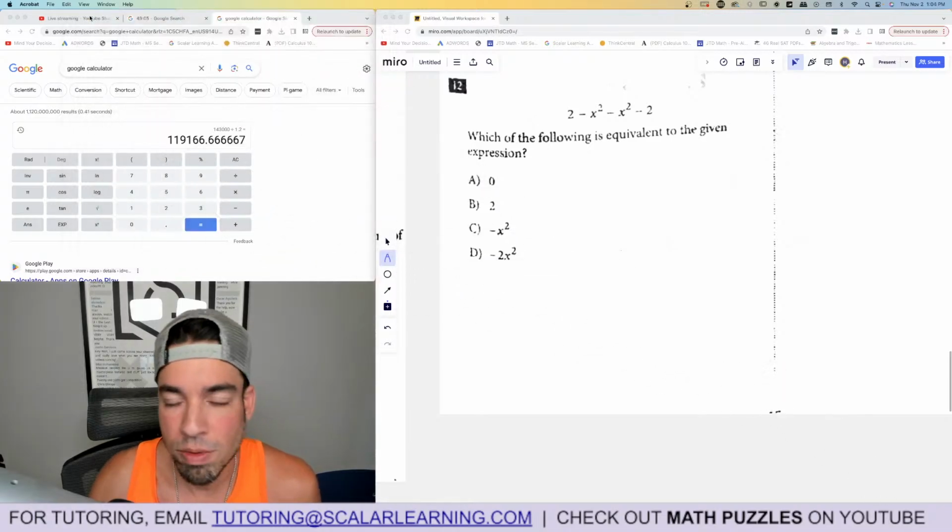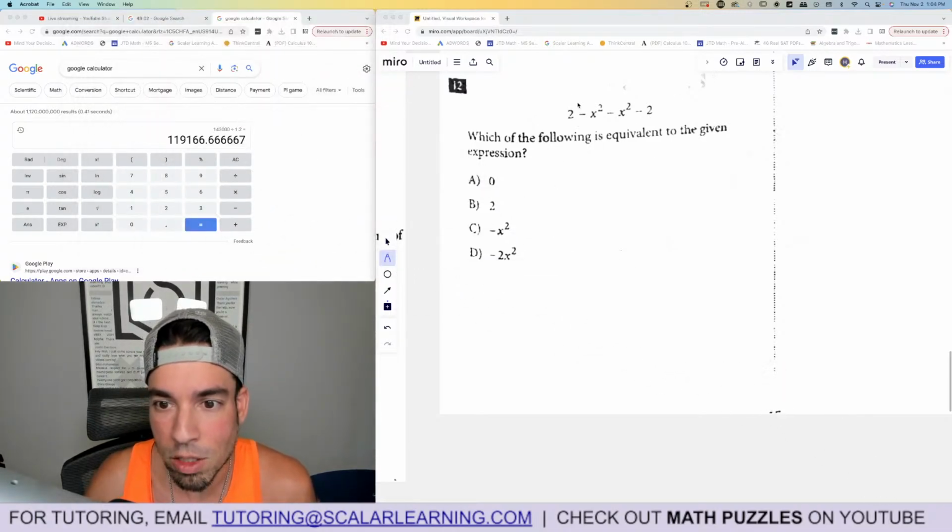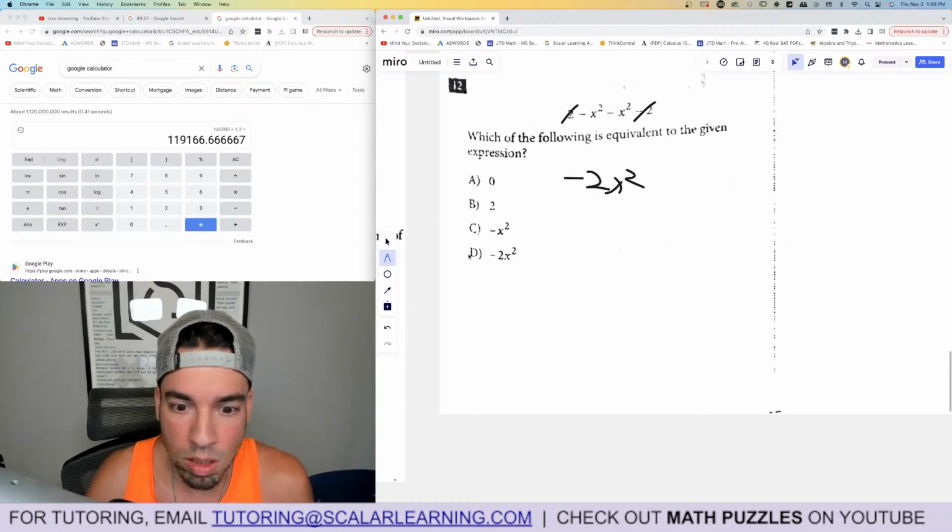Okay. So which of the following is equivalent? So 2 minus 2, those cancel out. Negative x squared minus x squared is negative 2x squared. D is the winner. Boom, done.